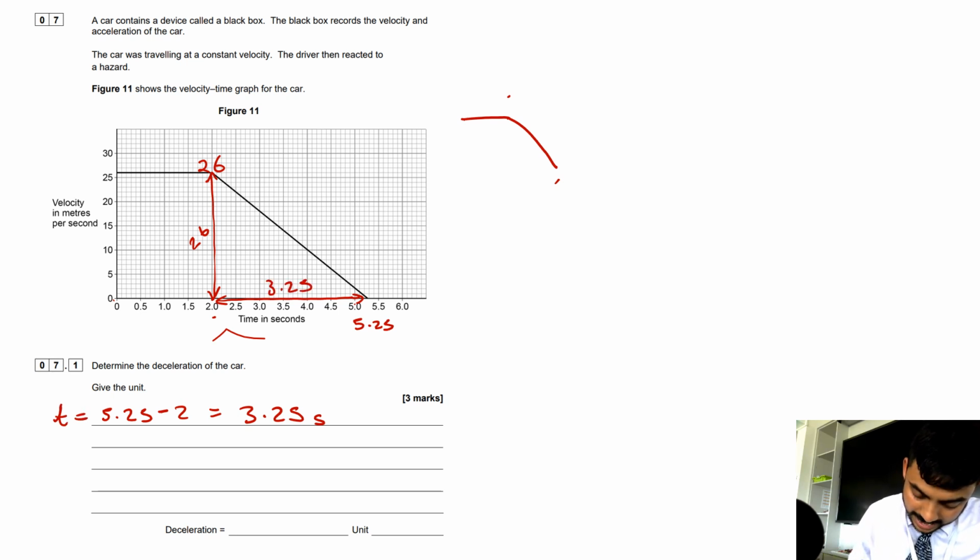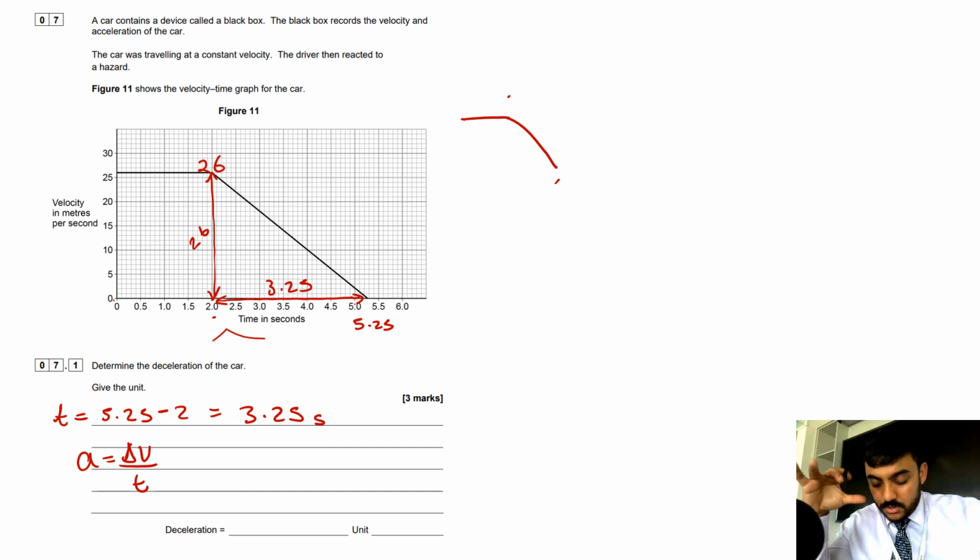Now, acceleration is change in velocity over time, but you might recognize what I'm about to do from maths. All I'm doing is taking the height of a triangle, dividing it by the base of the triangle, or height of a graph, dividing it by the base of the graph to find the gradient of the graph. So change in velocity, 26 divided by 3.25.